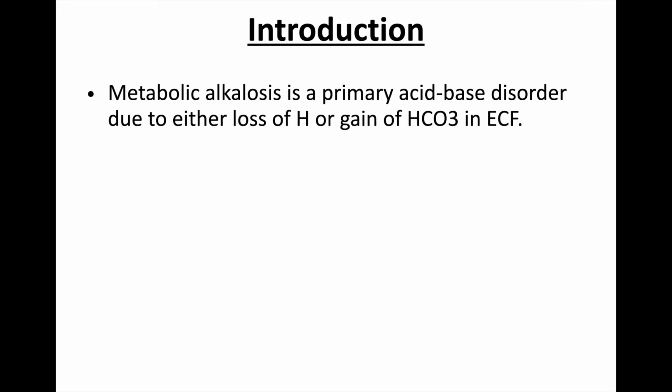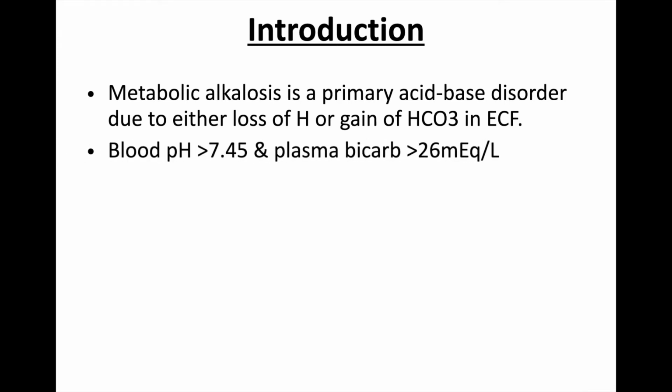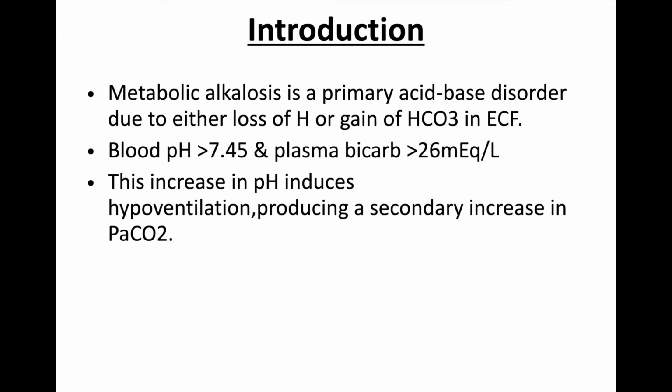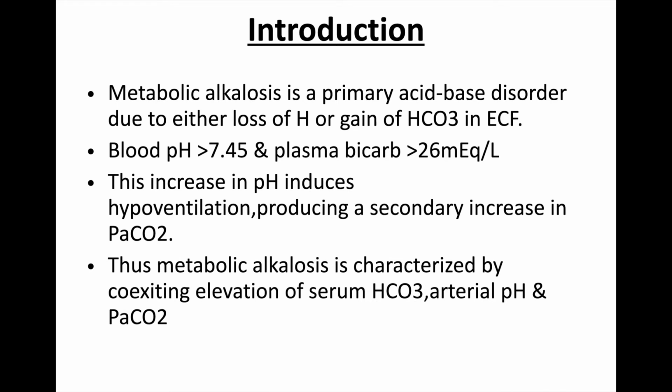Coming to the first definition, metabolic alkalosis is a primary acid-base disorder due to either loss of hydrogen ion or gain of bicarbonate ion in extracellular fluid. By definition, when the blood pH is more than 7.45 and plasma bicarb is more than 26, then we call it metabolic alkalosis. This increase in pH induces hyperventilation, resulting in a secondary increase in pressure of CO2. Thus, metabolic alkalosis is characterized by coexisting elevation of serum bicarbonate, arterial pH, and PaCO2.